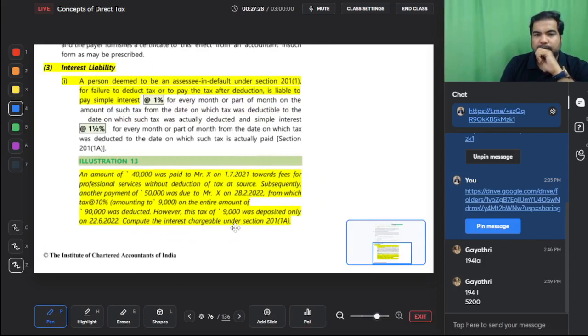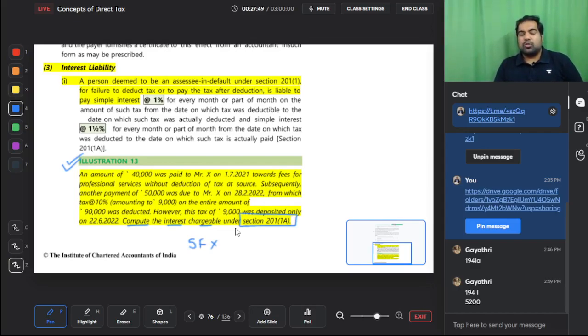Alright. Guys, this is the illustration. Take a minute, read it. They have asked you to compute the interest chargeable under section 201(1)(a). Remember, on whatever is the shortfall, if you've already deducted but not paid, then 1.5%, otherwise 1%, into the number of months. Even 1 day of the month will be considered as a month. So please check the question, try and answer it, and then we will discuss it together as well in 2.5 minutes from now.